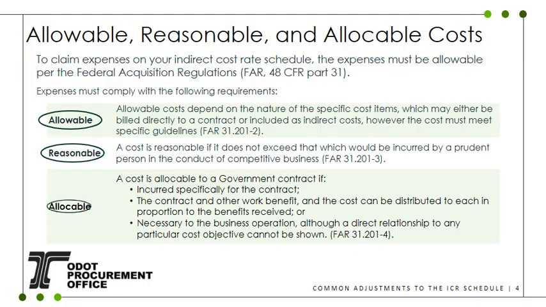For expenses to be allocable, the cost must be incurred specifically for the contract, or benefit both the contract and other work, or be necessary for the overall operation of the business. Please refer to the ODOT Audit and Accounting Guide, Chapter 4 for more cost principles information. The following set of slides goes over some common unallowable costs.